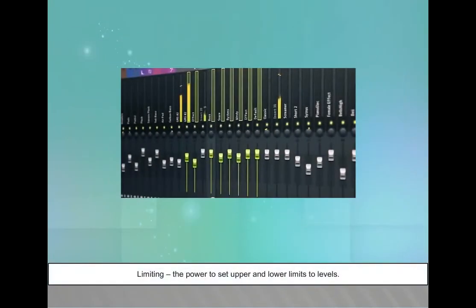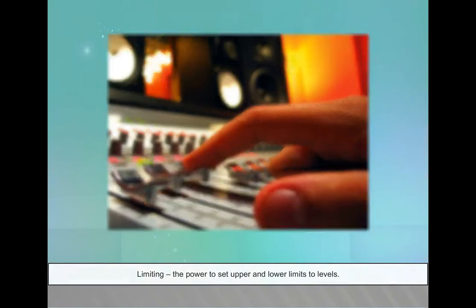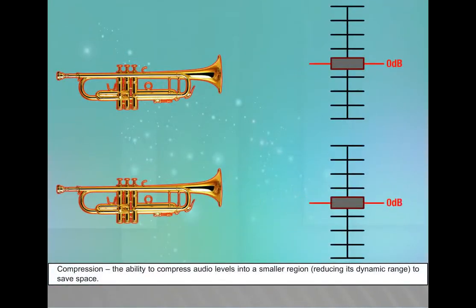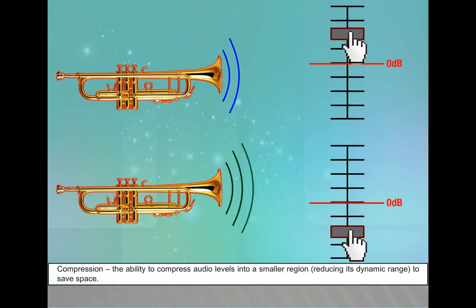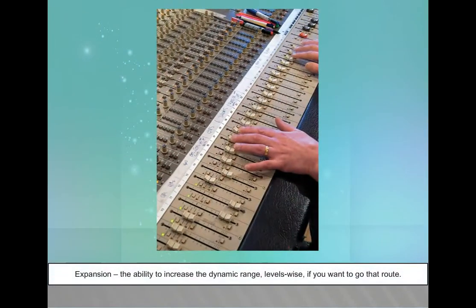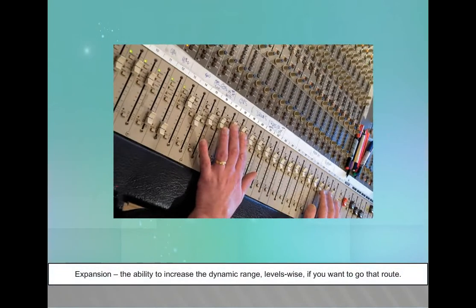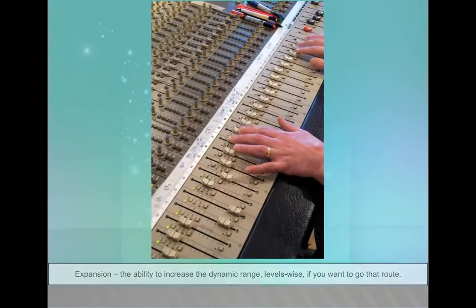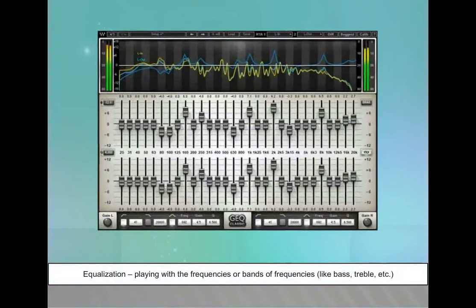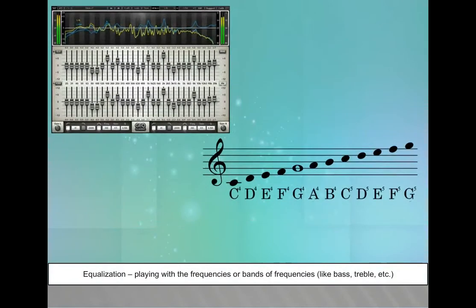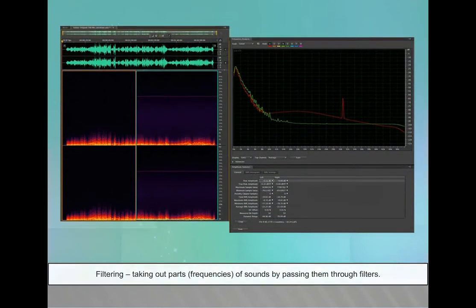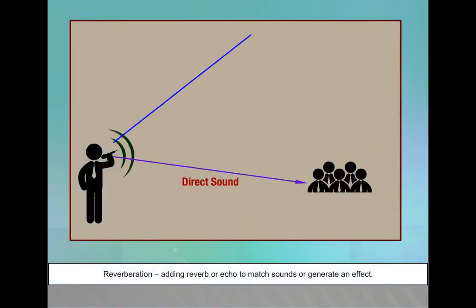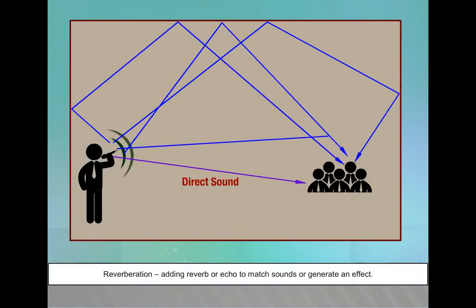Limiting, the power to set upper and lower limits to levels. Compression, the ability to compress audio levels in a smaller region, reducing its dynamic range to save space. Expansion, the ability to increase the dynamic range level-wise if you want to go that route. Equalization, playing with the frequencies or bands of frequencies like bass, treble, etc. Filtering, taking out parts, frequencies of sounds by passing them through filters. Reverberation, adding reverb or echo to match sounds or generate an effect.